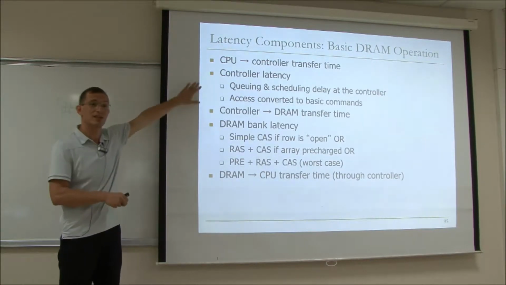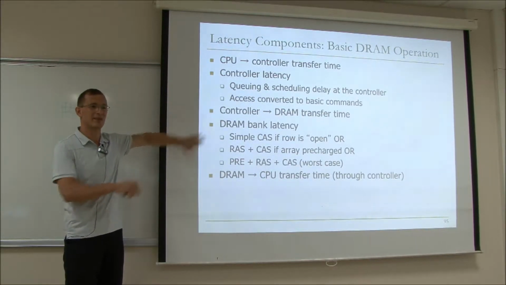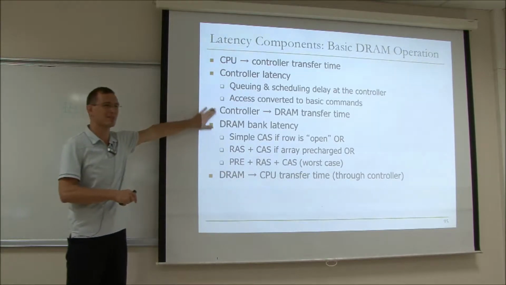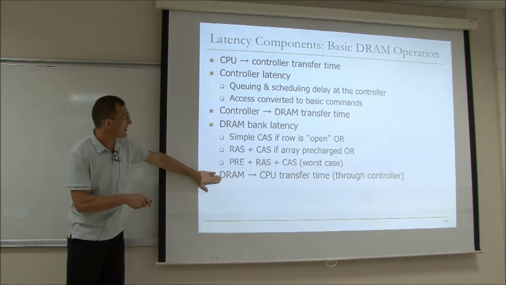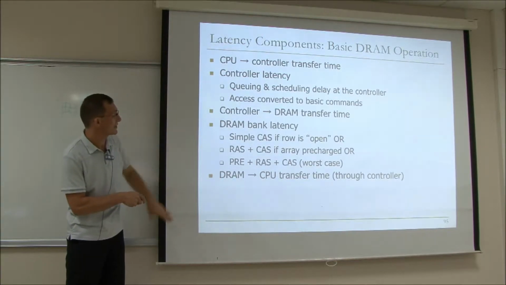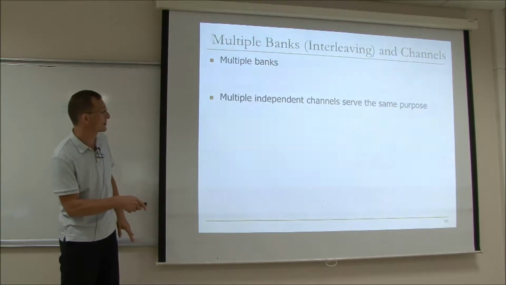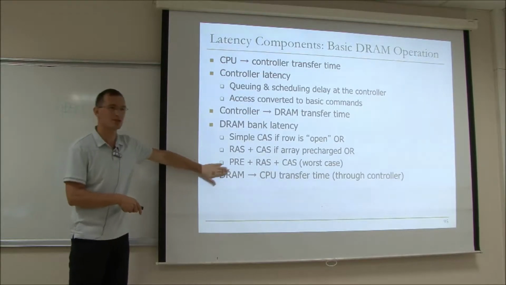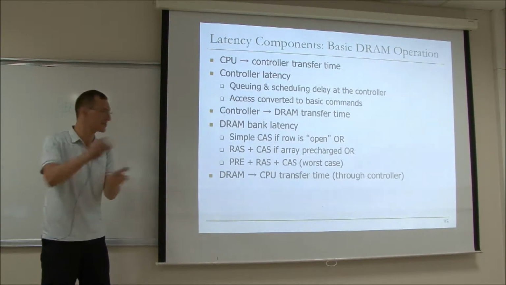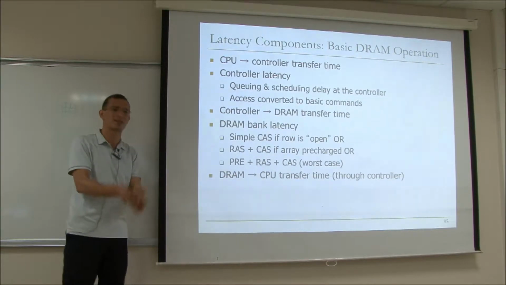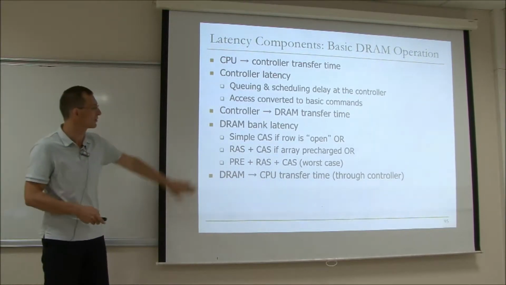Now I'm assuming you're on a single chip here, right? If you have multiple chips, then this is again just multi-core, a single chip. And after the data is transferred, there's DRAM to CPU transfer time through the controller. I had a newer version of the slide, but apparently it got lost here. But that actually takes time also. You need to transfer the data back to the memory controller, and the memory controller needs to transfer the data back to the cache and the core.